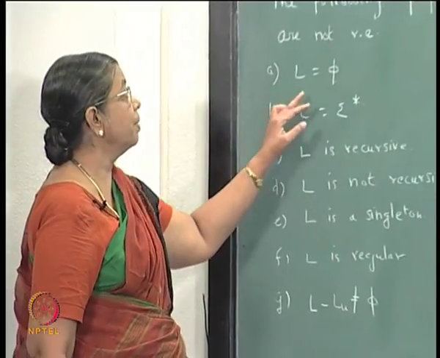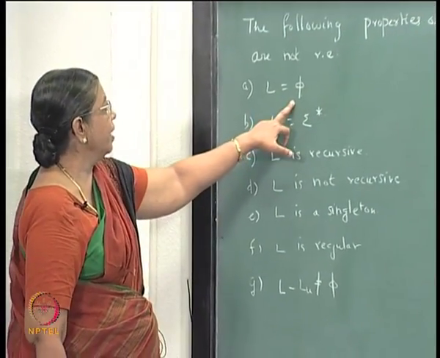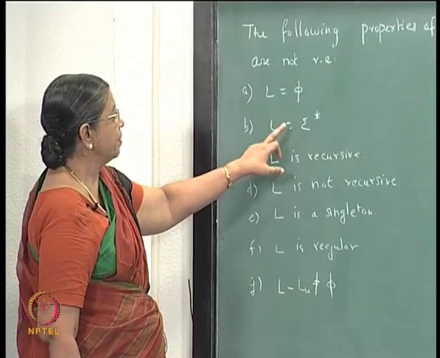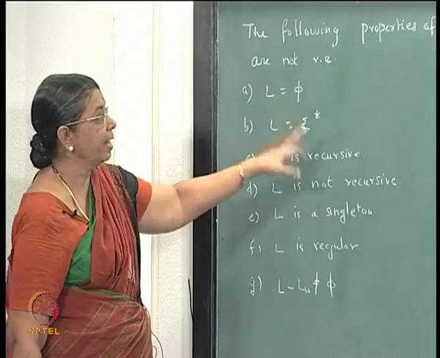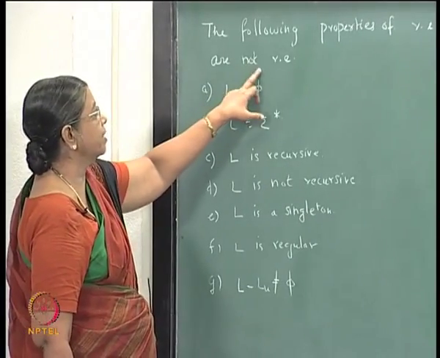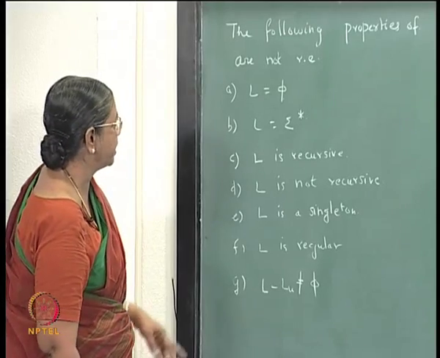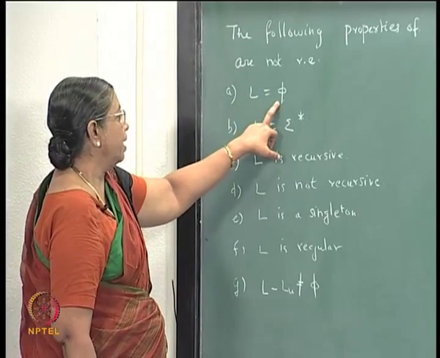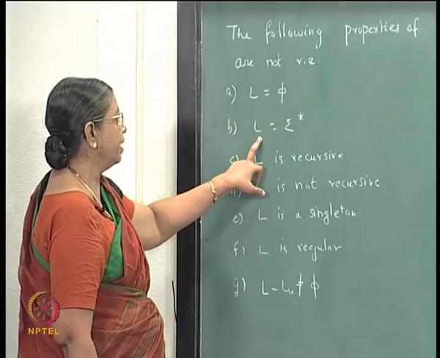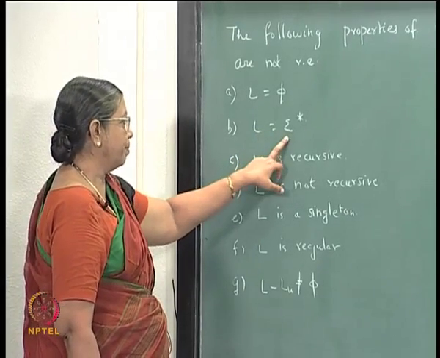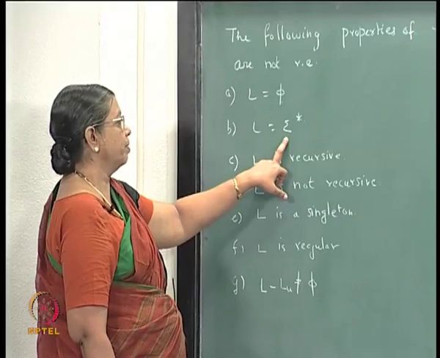Look at this problem. Is L empty? Is L equal to sigma star? These problems are such that the corresponding languages are not even recursively enumerable. They fall outside the recursively enumerable sets. Is the language generated empty? Is the language accepted by a Turing machine equal to sigma star?